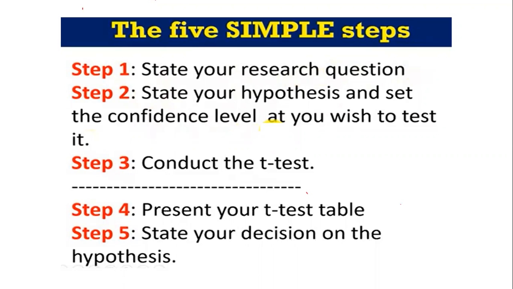So step one is you need to state your research question. Now, from your research questions, you will get to your hypothesis and set the confidence level at which to test it. You can have any confidence level, but the generally accepted ones are 0.05 and 0.01. Then you conduct the t-test, and after conducting your t-test, you present your t-test table. After which, you state your decision on the hypothesis.